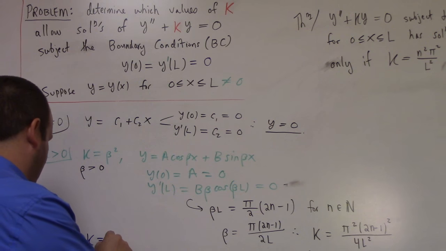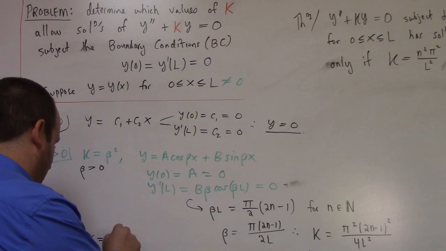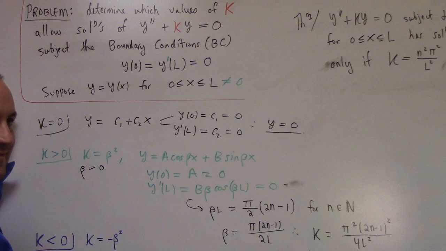Let's see here. So k equals minus beta squared. Did you send your kids to school telling them to bunk it for all the other kids too? Oh, we're homeschooled, so let's see.